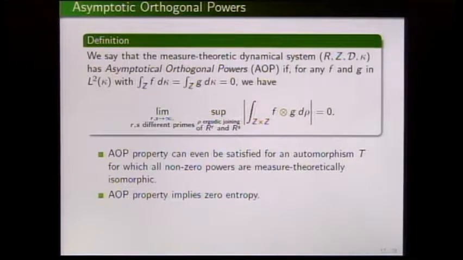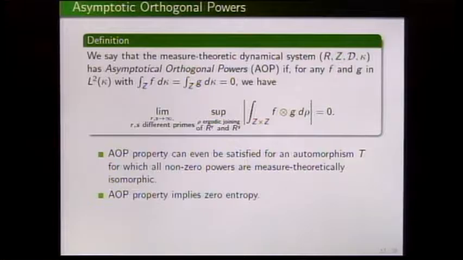Of course, I could have phrased this using a metric on the space of joinings, but not everybody here is an expert. So let's just look at such an elementary condition. So this is this AOP property.